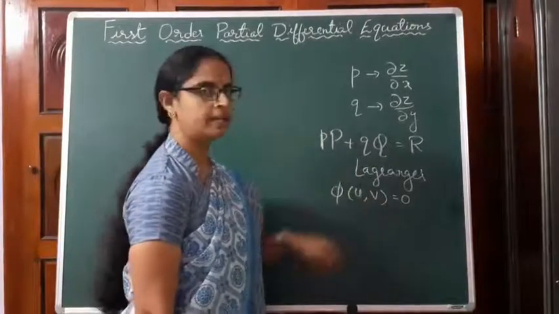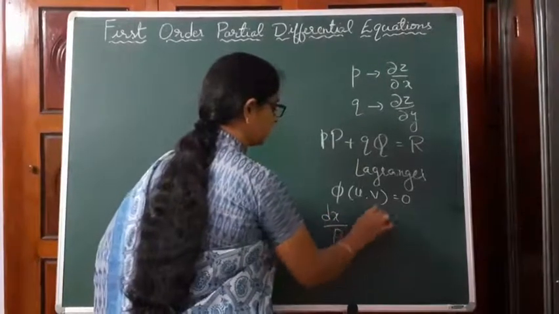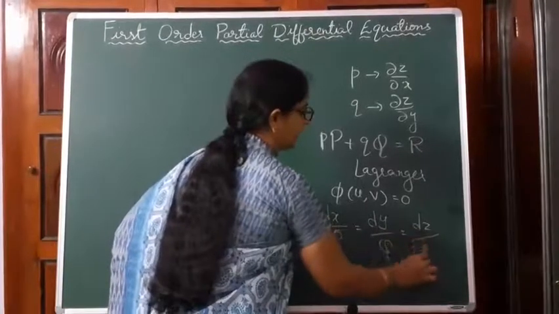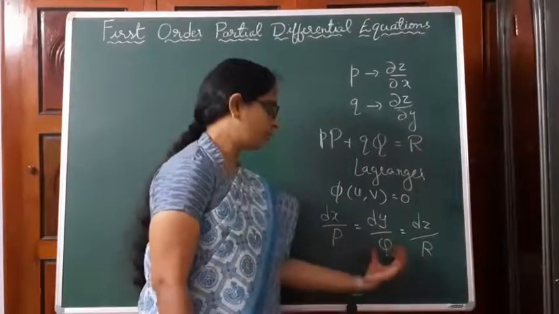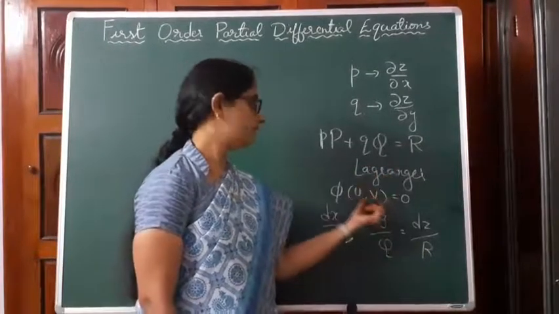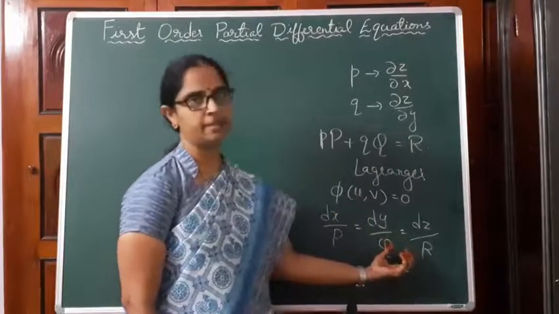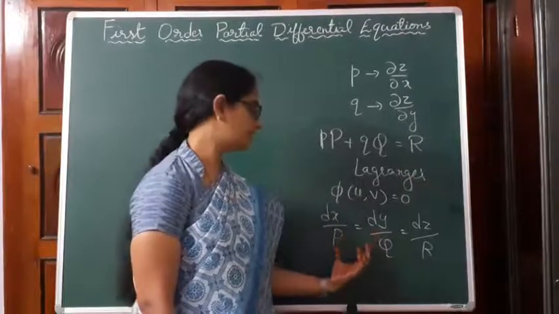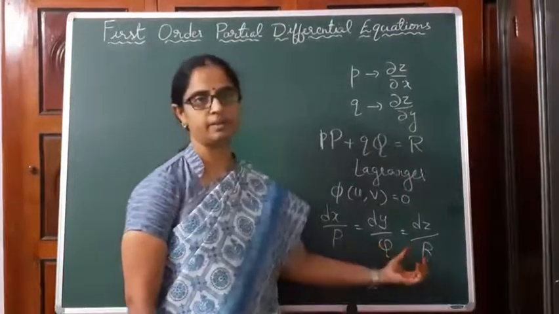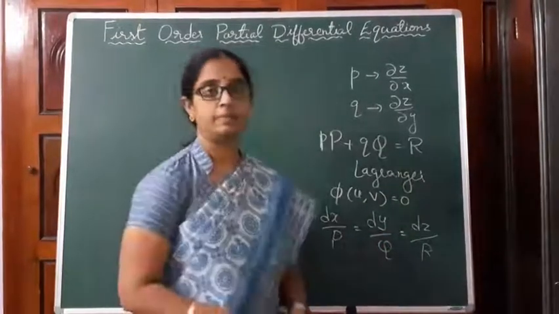To find these two independent solutions, we first consider the auxiliary equations, which are given by dx by P is equal to dy by Q is equal to dz by R. Now, by grouping the terms in the auxiliary equation, we can find the two independent solutions. If grouping is not possible, we go for the method of multipliers. In the last class, we discussed the solutions of first order partial differential equations using the method of grouping. So now we move on to the method of multipliers also.